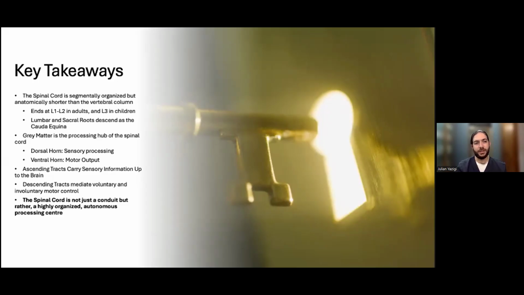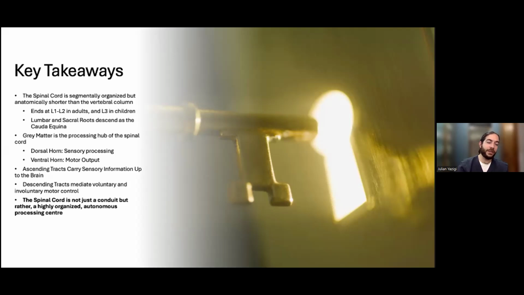Gray matter is regarded as the processing hub of the spinal cord, with the dorsal horn responsible for sensory processing and the ventral horn for motor output, while in terms of white matter, ascending tracts carry sensory information up to the brain, and descending tracts mediate voluntary and involuntary motor control.